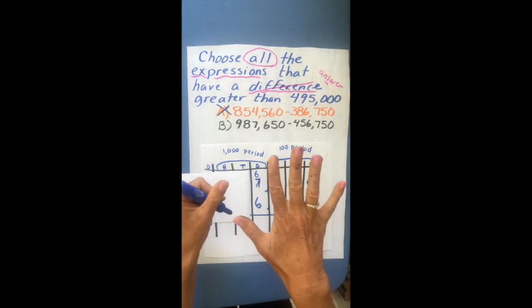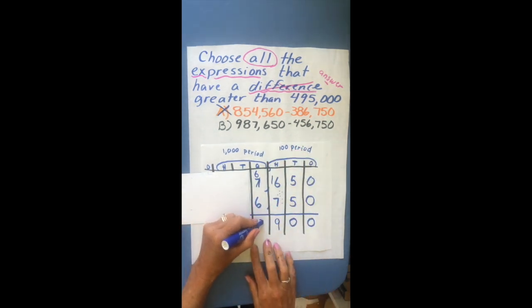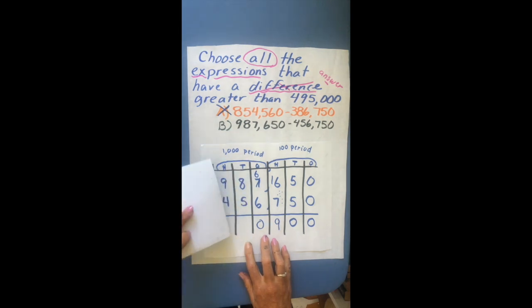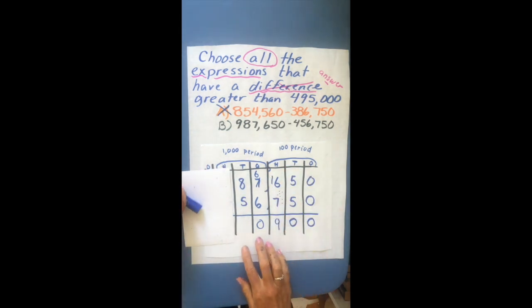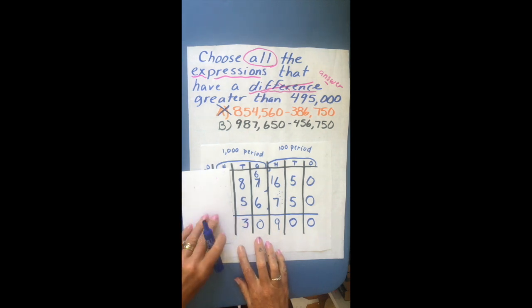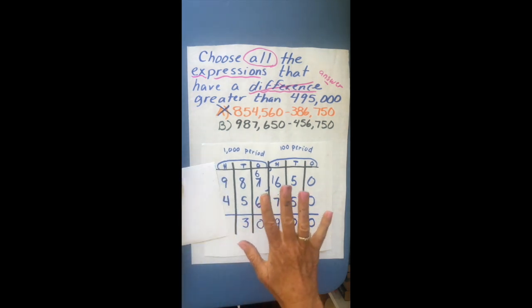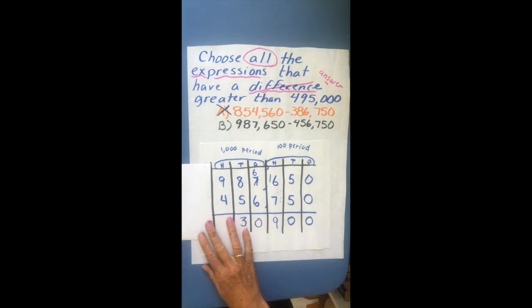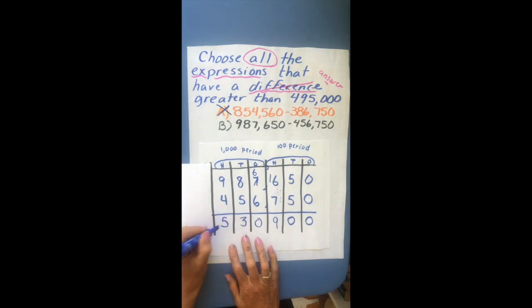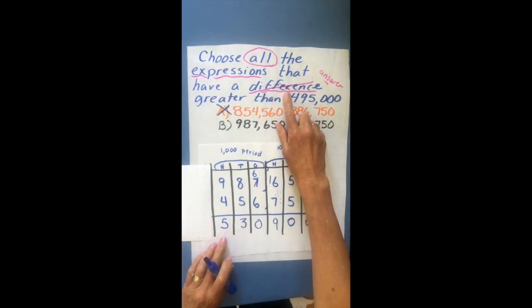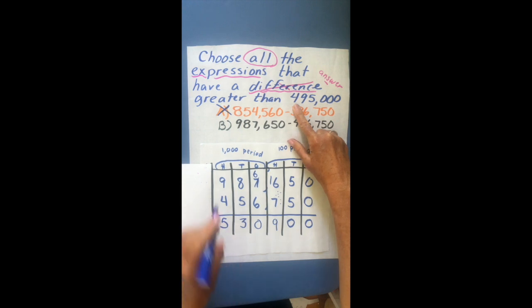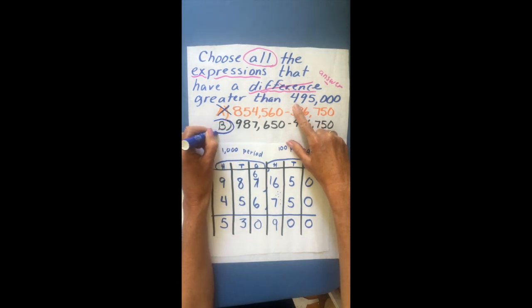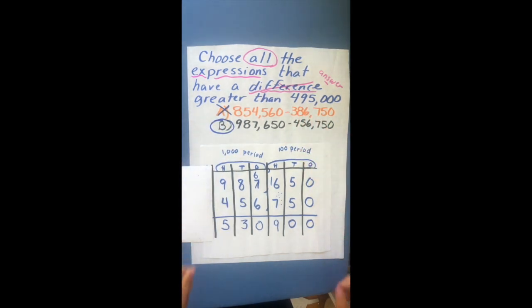Now I have 6. Can I take away 6? Yes, that's 0. Now I have 8. Can I take away 5? Yes, that's 3. And then I have 9. Can I take away 4? Yes, that is 5. So now I'm going to check. It's saying, is the answer greater than 495,000? Well, the hundred thousands place is a 5 on this number. That's definitely greater. Okay, I hope that helps.